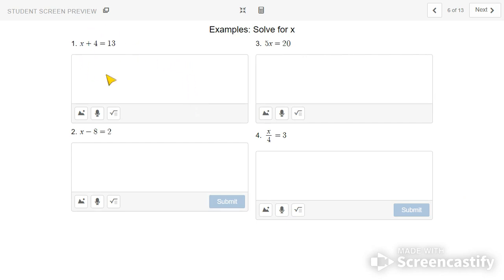Let's apply that knowledge to some of these examples here. x plus 4 is equal to 13. I know that the operation that I have right now applied to the x is adding by 4. The opposite operation is to subtract 4. So what we're going to do now, let's rewrite the entire equation, but we're also going to subtract 4 from both sides.